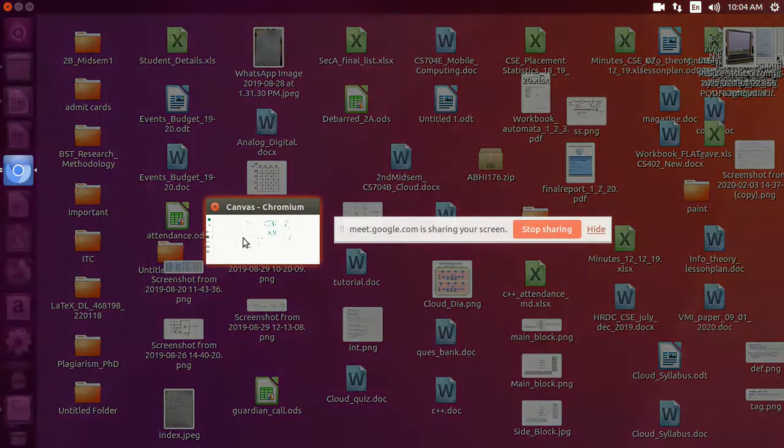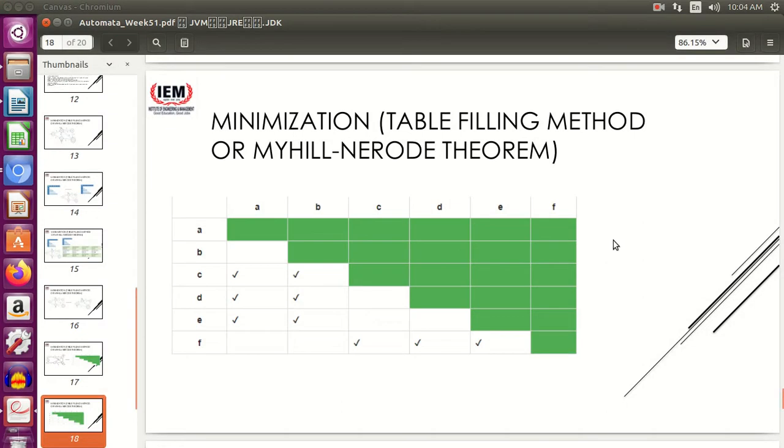And one more thing, there are two methods. One is the equivalence theorem, and one is the table filling method. If I apply both methods, will I get the same result or a different result? Logically, you should always get the same result.